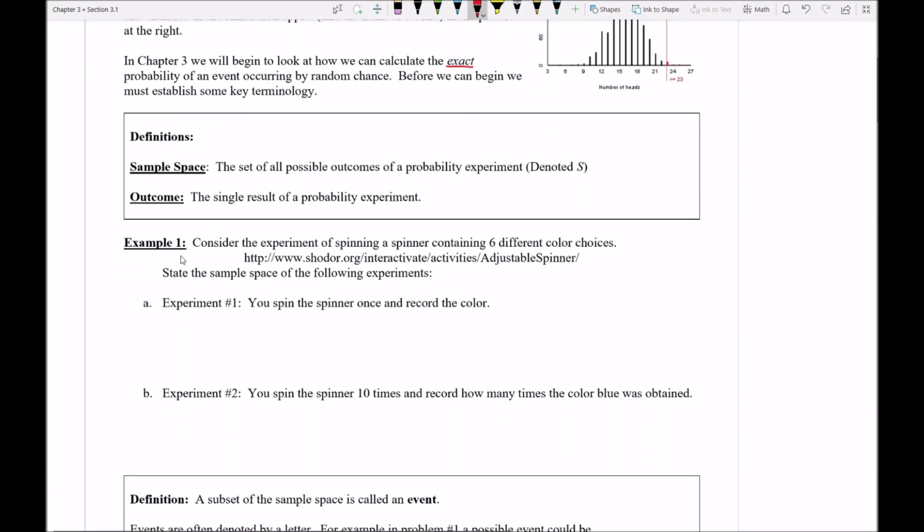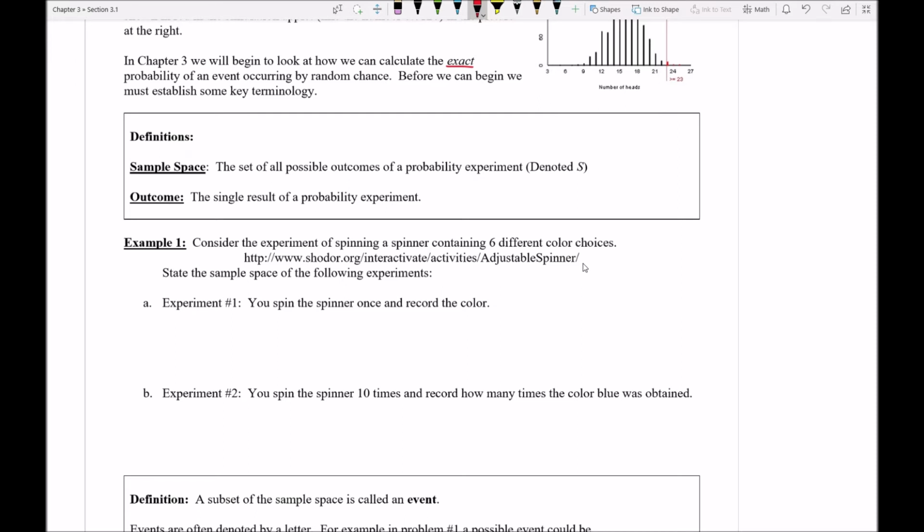We're going to take a look down here at example 1. We're going to consider an experiment of spinning a spinner that contains 6 different color choices. You can actually find a link for the spinner that I'm going to be pulling up in just a second at the following web address.